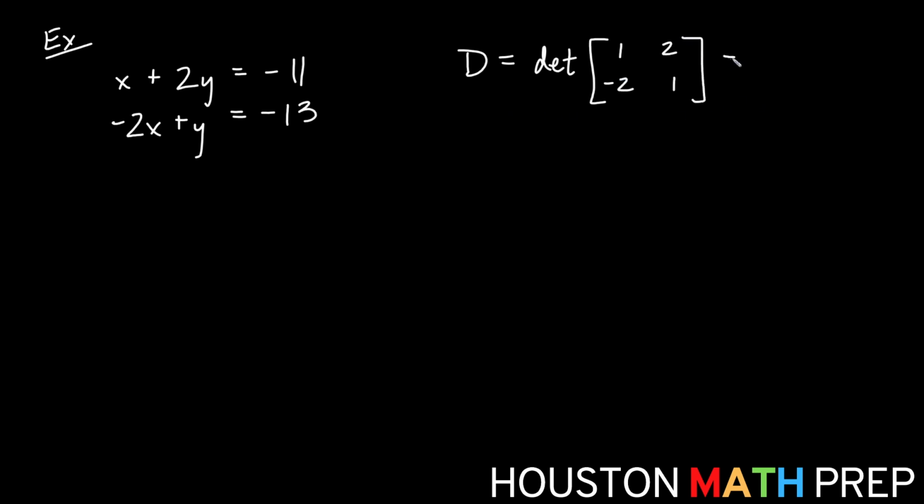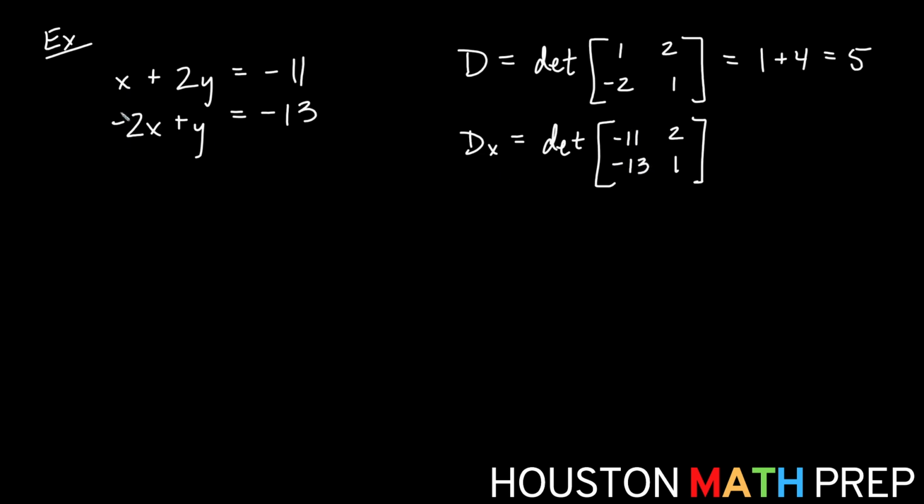So if we do that, that's going to be 1 times 1 is 1, minus a negative 4, plus 4, so that'll be a determinant of 5. And then let's go ahead and do our d sub x and d sub y. So d sub x is going to be the determinant of, so we will keep the y coefficient column in. We'll go ahead and take the negative 11 and negative 13 and swap those in for our x coefficients.